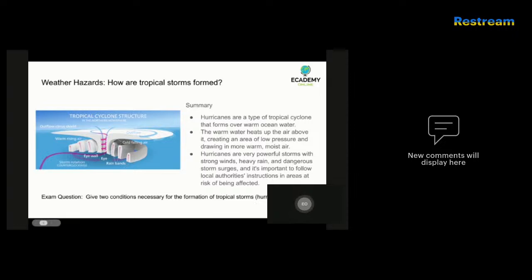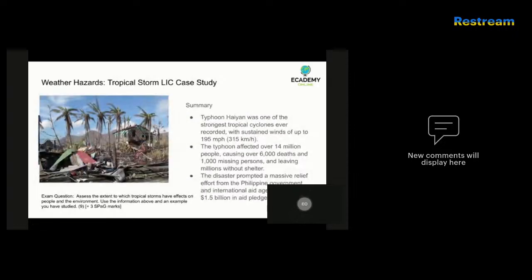Okay, let's move on to the next section, which is going to be on a case study. So, a tropical storm, a lower income country case study. Today we're going to be looking at Typhoon Haiyan, which is the most common one that's used. There are other ones that you may have studied, such as Cyclone Nargis, for example, and that would be sufficient too. But I'll go through in a lot of detail about Typhoon Haiyan.